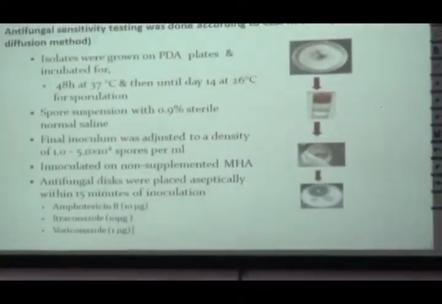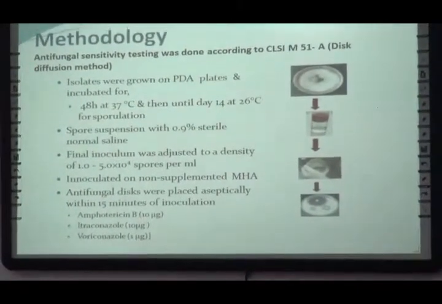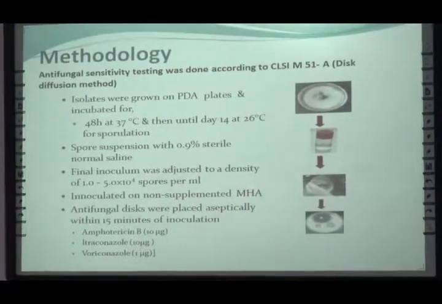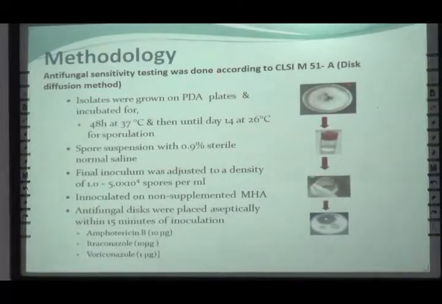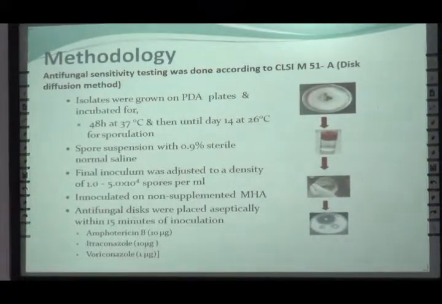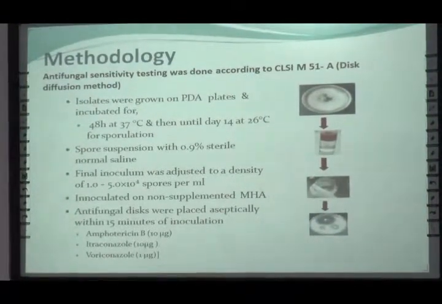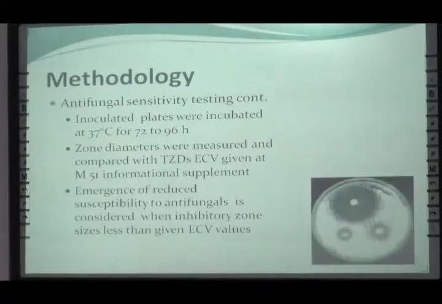We did antifungal sensitivity testing according to the CLSI M51-A disc diffusion method. Those isolates were grown on PDA plates and incubated to induce sporulation. Then a spore suspension was made with 0.9% sterile normal saline, and the final inoculum was adjusted to a density of 1 to 5 × 10^4 spores per ml, and inoculated on non-supplemented Mueller-Hinton agar plates. We applied amphotericin B, itraconazole and voriconazole discs on the plates.